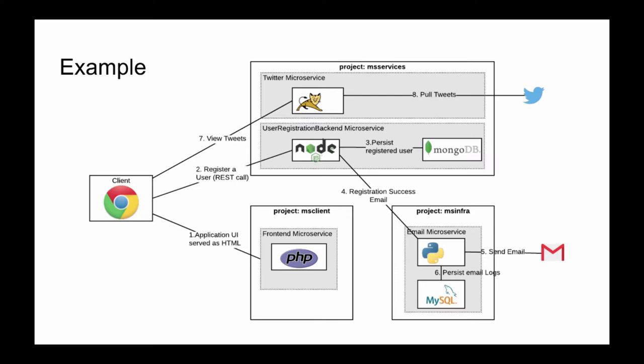Some of these microservices have their own local small databases. Another thing to note is that I have divided these microservices to deploy in three different OpenShift projects. The front-end microservice is deployed in a project MS client. The backend microservices, the user registration and the Twitter microservice, are deployed in a project named MS services. And the email service, hoping that this is written by some other team and will be used by different applications, is running in the project MS infra.